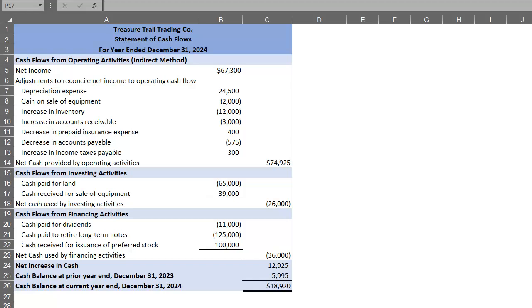So you may be wondering, how is the statement of cash flows used? The statement of cash flows shows how money moves in and out of a business. It helps businesses track where their cash comes from, which is a cash inflow, and where it's spent, which is a cash outflow. We'll cover that a little bit more in detail in a minute. Investors and managers use the statement of cash flows to understand if a company has enough cash to pay bills, invest in its own growth, and stay financially healthy.